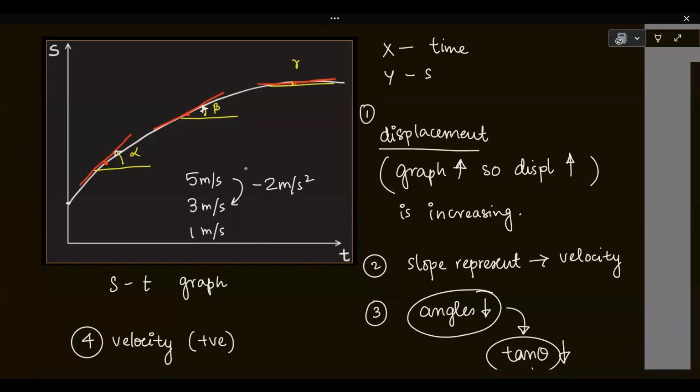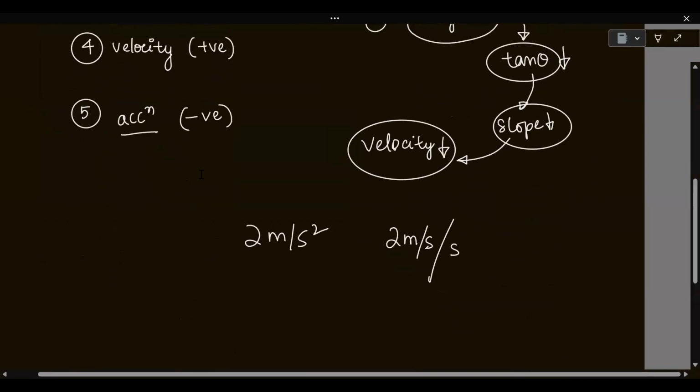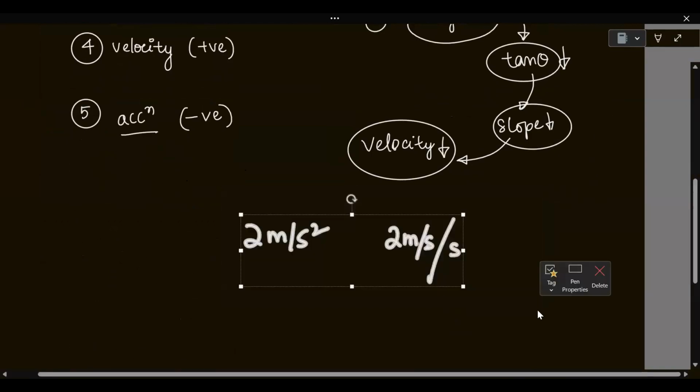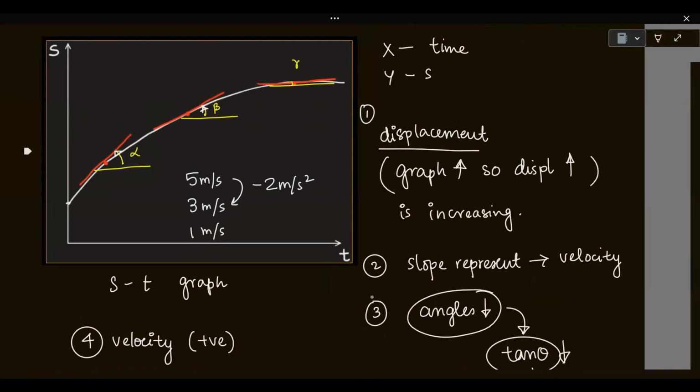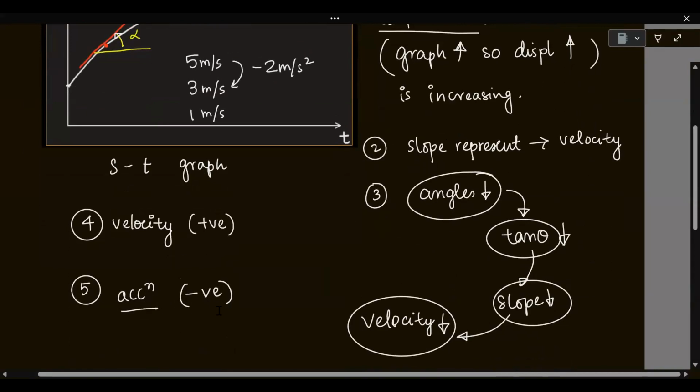See, what does 2 meters per second square represent? It means there will be a change of 2 meters per second. That's why you get second square. So if a body has to change its velocity from 5 meters per second to 3 meters per second, there should be an acceleration of -2. So from there, you can say the acceleration is negative.